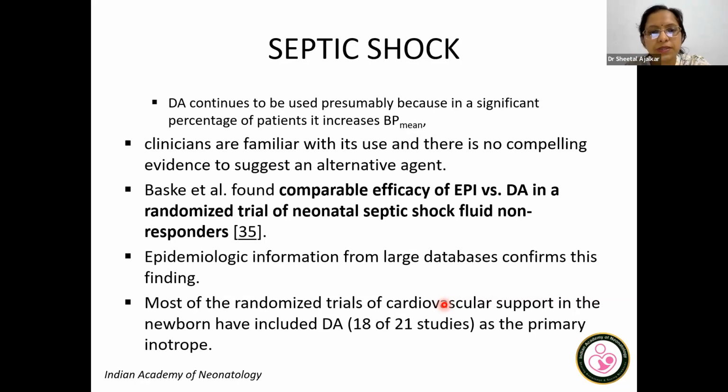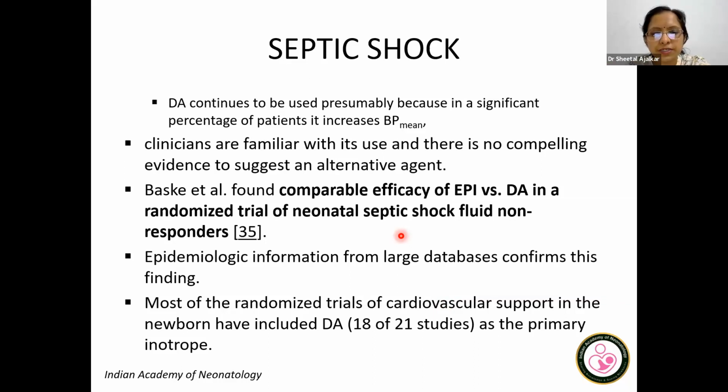it does increase the BP. Then clinicians are familiar with its use, and also, if you remember, it can increase the cerebral blood flow, or maybe no change, but it does have a positive effect on the cerebral blood flow. So Basque et al found comparable efficacy of epinephrine versus dopamine in an RCT of neonatal septic shock fluid non-responders. So in neonatal septic shock, fluid is given, and then we want to see epinephrine or dopamine. Basque et al have seen that both work similarly.